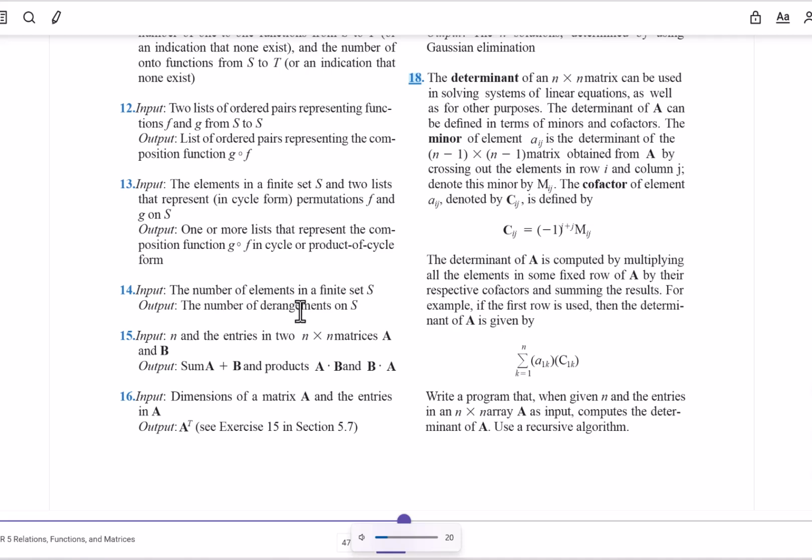My name is David, and this is the determinant of a matrix exercise for CST-215. For this exercise, we were asked to write a program that, when given the size of the matrix, n, and its values as inputs, would compute the determinant of the matrix, and all of this was to be done using a recursive algorithm.